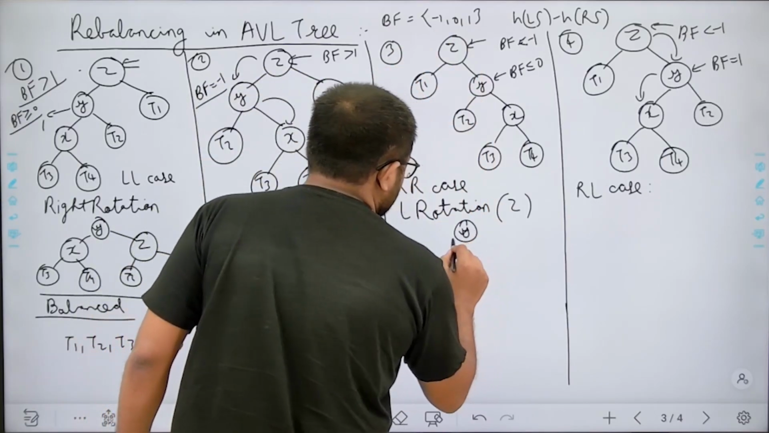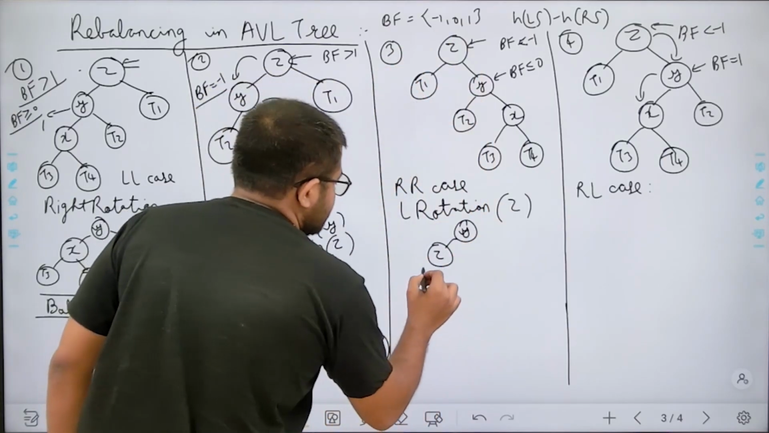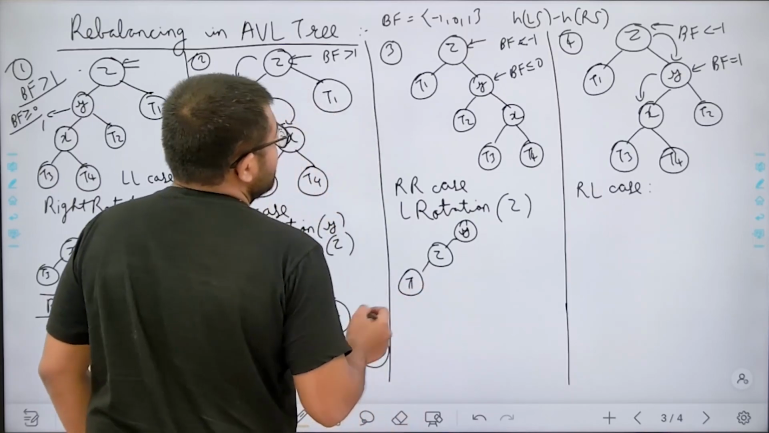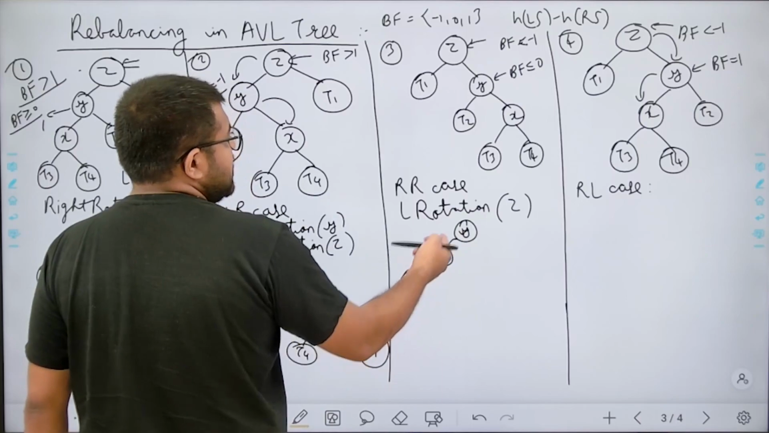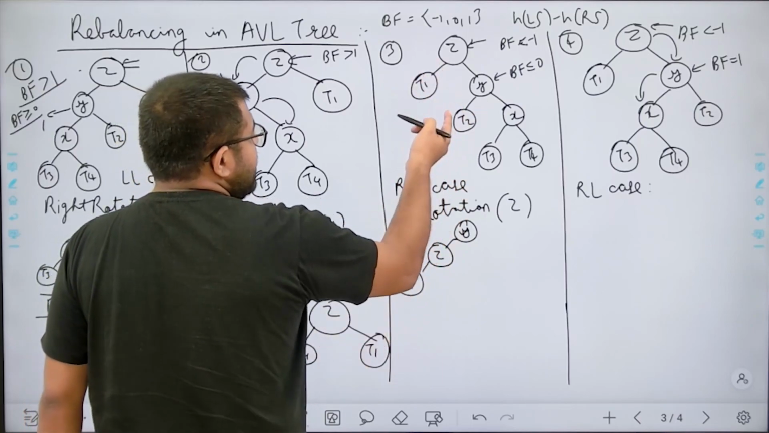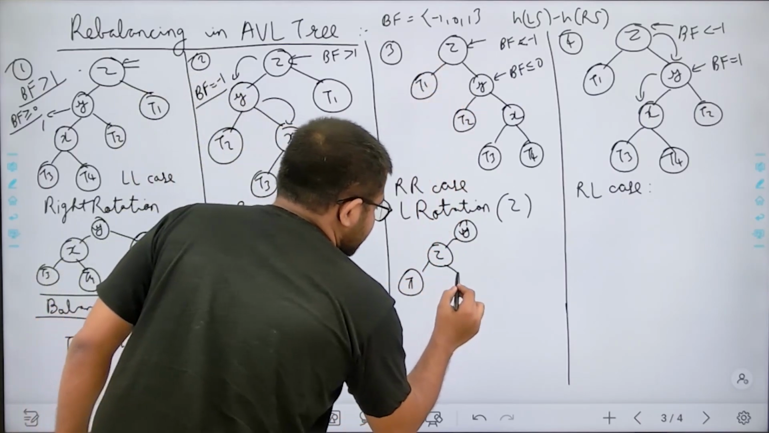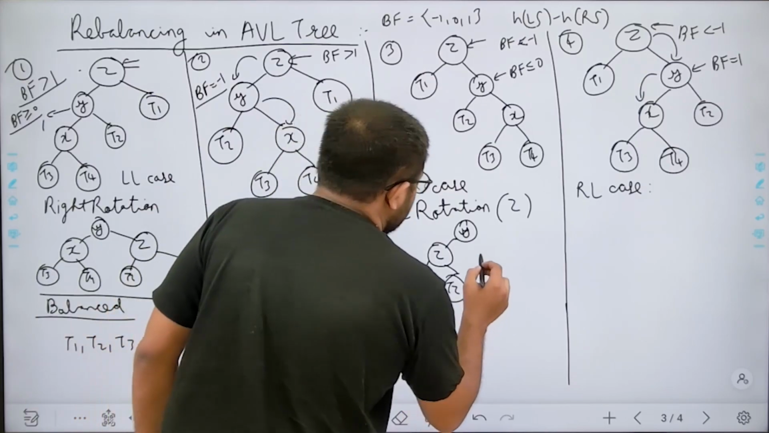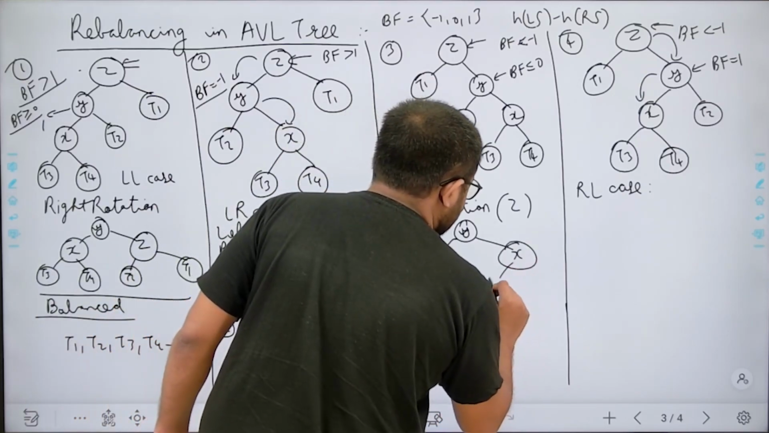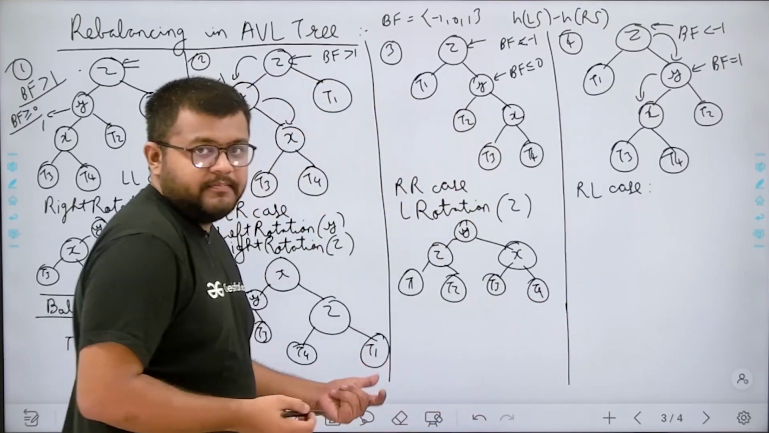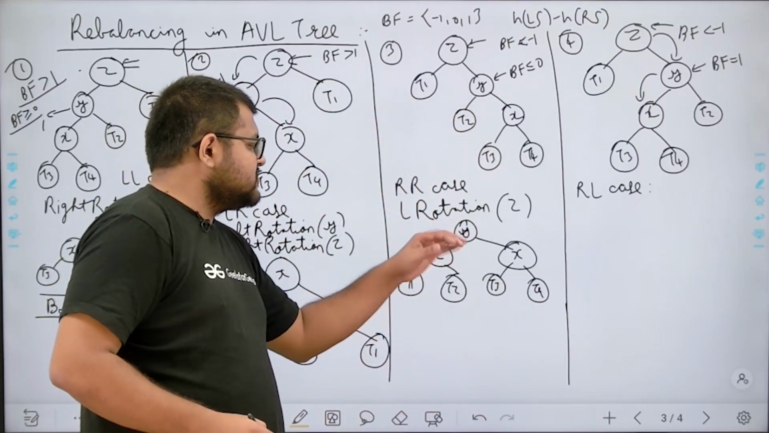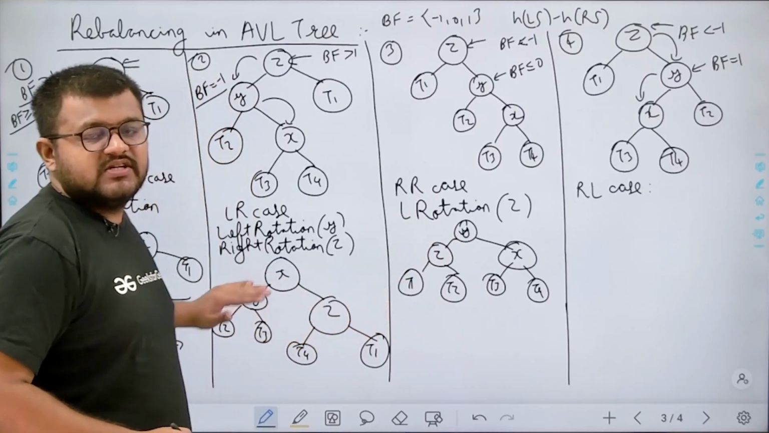So Y will go up, Z will go on the left hand side, T1 will come here. Now T2, that is the left child of Y, will be acting as the right child of Z. So here the T2 will come, then X will be here, T3 would be here, and T4 would be here, and now this will become balanced.